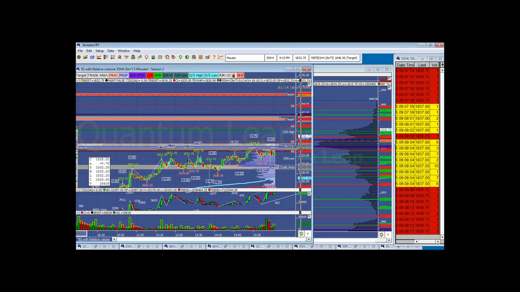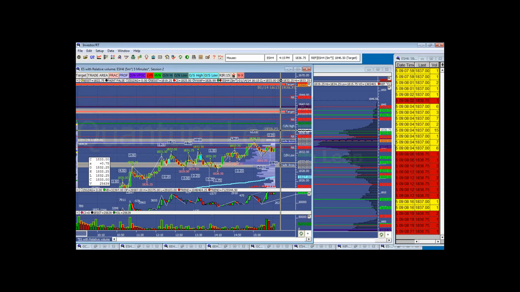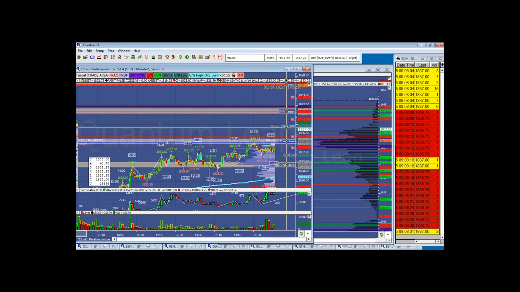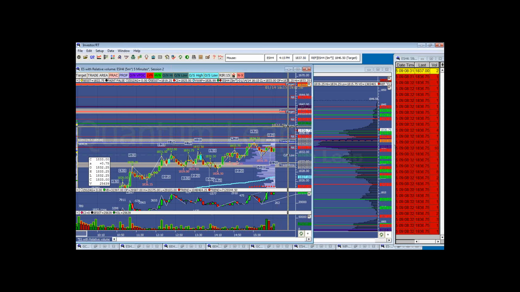But you've got to be cognizant of the fact that initiative buyers can step in here. We're outside of value right now, and we've got the year open and the overnight high at 37.75. The bulls are almost there. They almost get us into positive territory for the year. I think we'll see a big battle in this area again. Be careful. Don't get chopped up here.